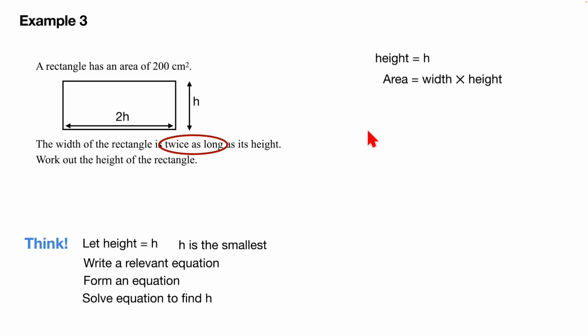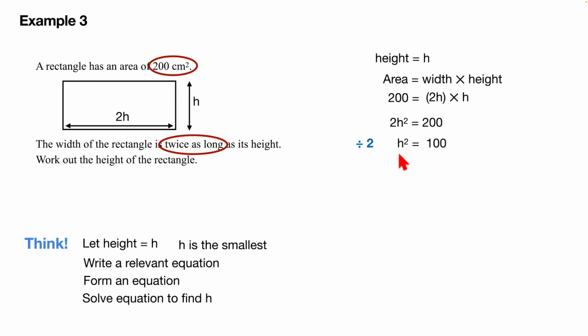Let's start. H equals height. Area equals width times height. I don't think we can argue with that. Very basic thing. What are our values that we do know? Well, we know that's 200. So 200 equals 2h times height, because the width is 2h, height is h. So 2h squared equals 200. And that is my equation I'm going to work on.